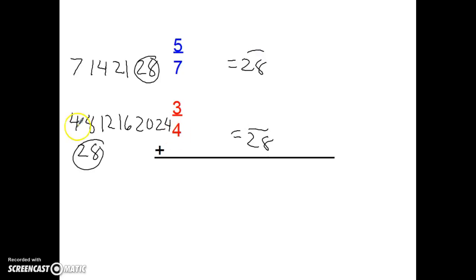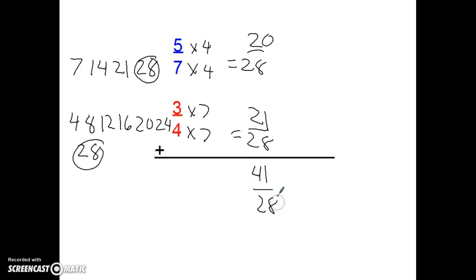So 4, we just did 1, 2, 3, 4, 5, 6, 7. 4 times 7, so 3 times 7 equals 21. Here, 1, 2, 3, 4, 7. So 7 times 4. So I'm going to do 5 times 4, which equals 20. 20 plus 21 is 41. My 28 stays the same.